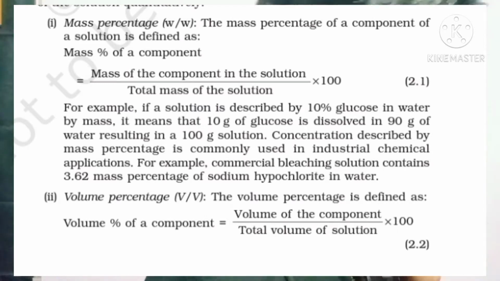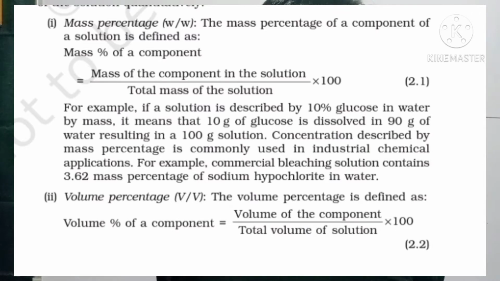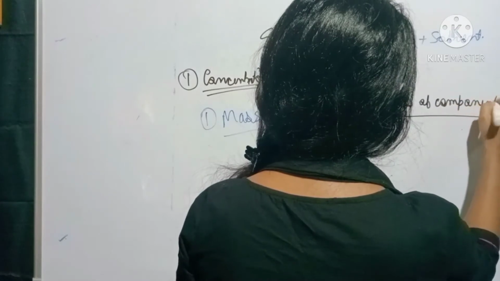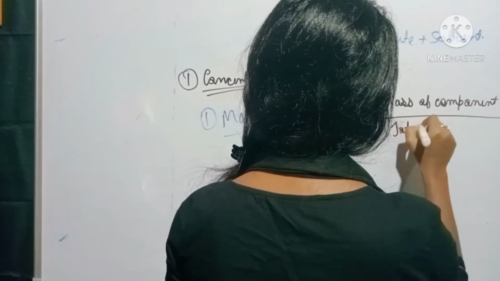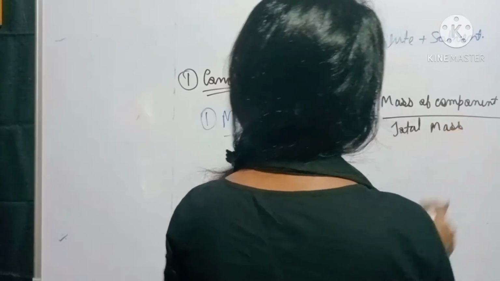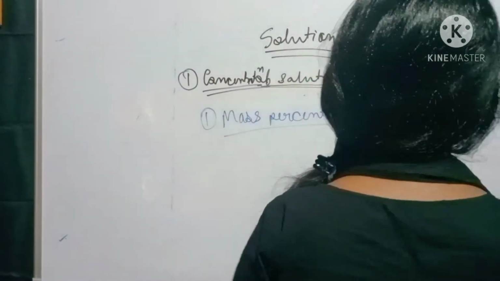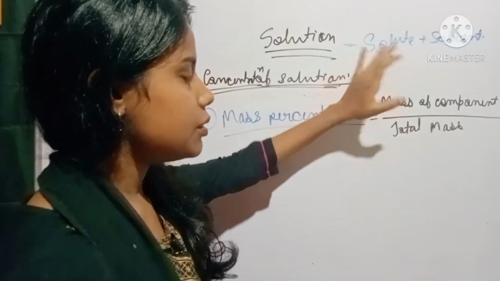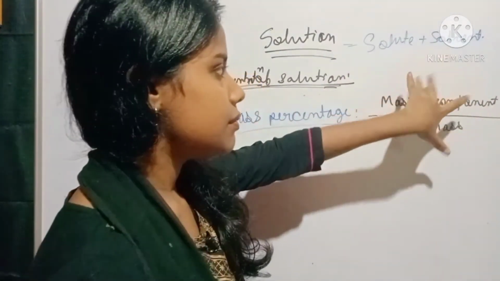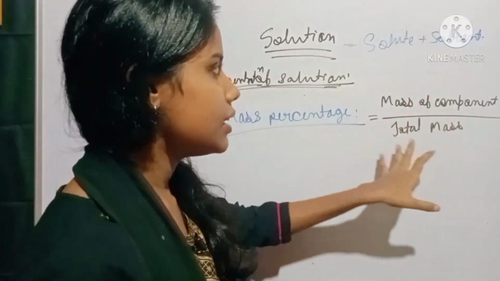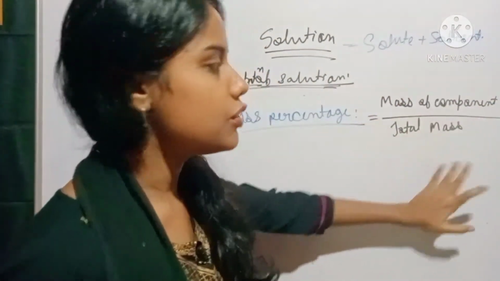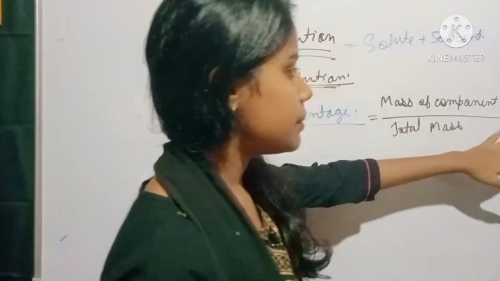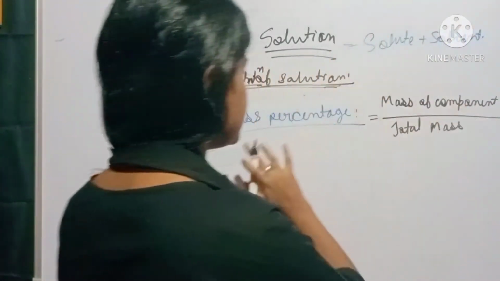And mass percentage, how can we determine that? It's the mass of component divided by total mass, into 100. I mean that if you have to calculate mass percentage, then you take the mass of component, meaning the mass of solute, which is in less amount, and the total mass of solute and solvent both. Then just multiply these things by 100, and you will get the mass percentage.